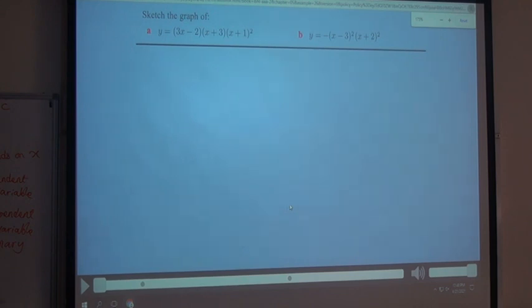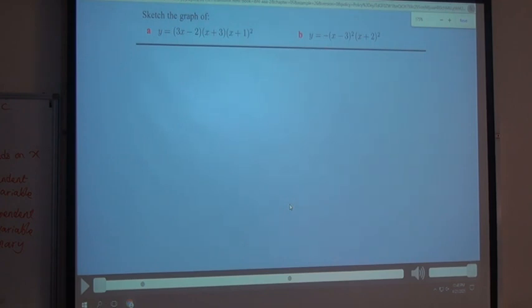Okay. So where does it touch? It's going to touch here, and it's going to cross here. So if it touches here, you have something like this. Because it said it opens up, right? So if it opens up, then you have something like this.